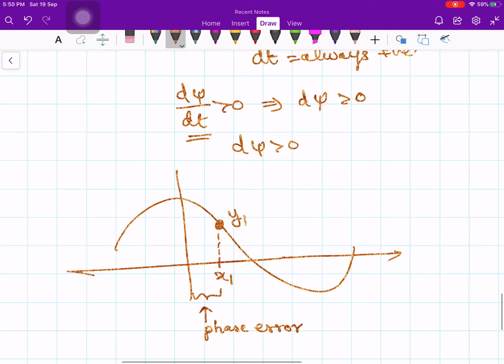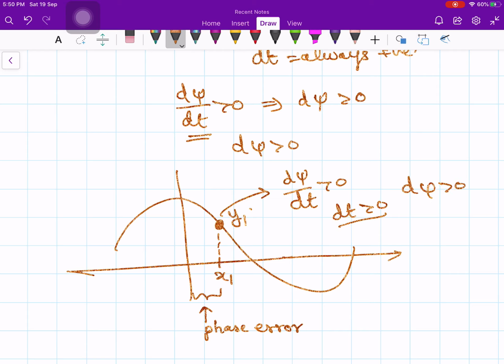As I said, at this point your d psi by dt is greater than 0. That means this is greater than 0, it is implied. Therefore, this d psi is also greater than 0. That means your phase error is increasing. It is not coming down because it is a positive quantity. Therefore, the phase error will increase from that point onwards, from x1 onwards, as a function of time.